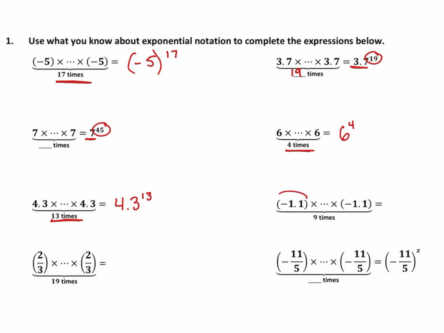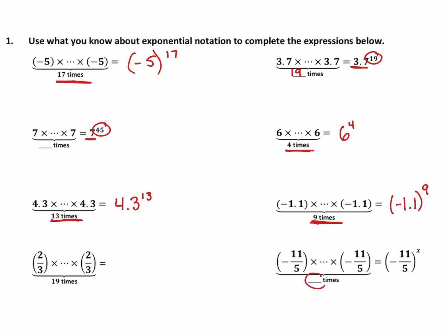Notice, this one comes with parentheses. So in our answer, we also want parentheses. And since it's multiplied out 9 times, that becomes our exponent. Try the next few from question 1 on your own. Here you need to answer with it in exponential form.